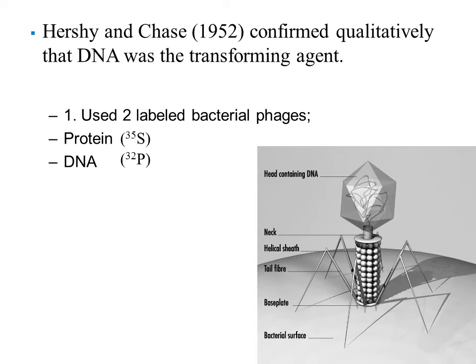In the image, we have a typical bacteriophage, or a phage. Notice that a virus is not a living entity. It has two major components: a protein capsule, and inside the protein capsule, you're going to have nucleic acids. The nucleic acid can be either DNA or RNA. So for this study, they used DNA.